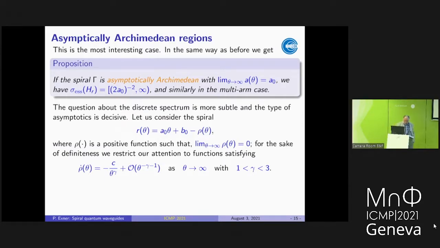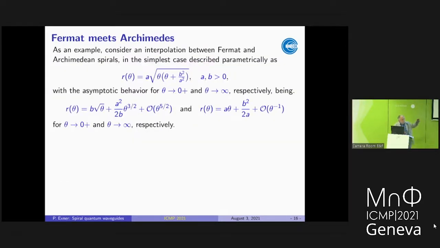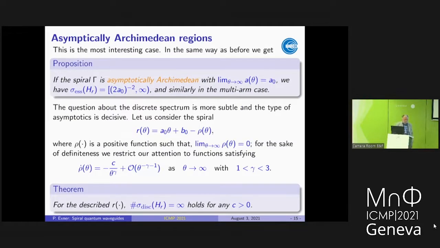And then using these Fermi coordinates, I can prove... Okay, so the claim is that if the constant C here is positive, that is, if the asymptotic is reached from below, then the Dirichlet Laplacian has an infinite discrete spectrum.